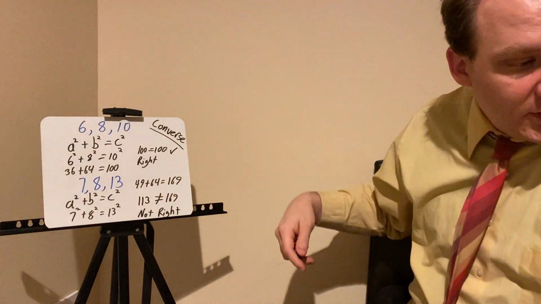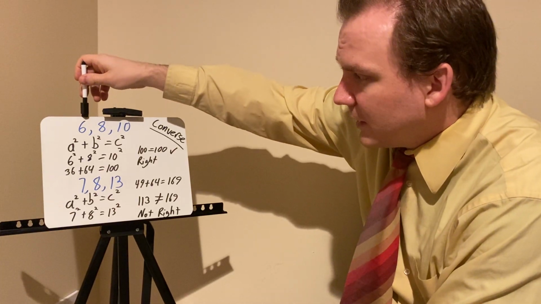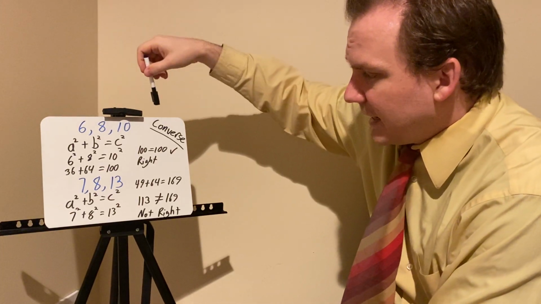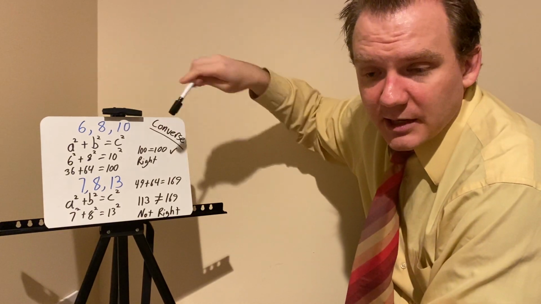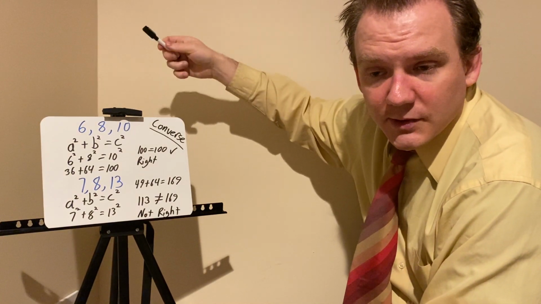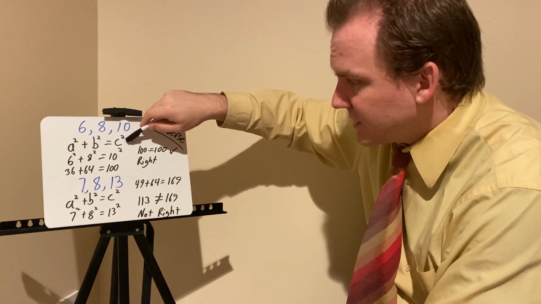Here's the converse of this type of problem. The converse is where you're given three side lengths. For example, 6, 8, and 10. And you substitute them in. We always know that the longest side is C. The hypotenuse is always the longest side. So whenever you're given three side lengths, the longest one will always be substituted in for C squared.